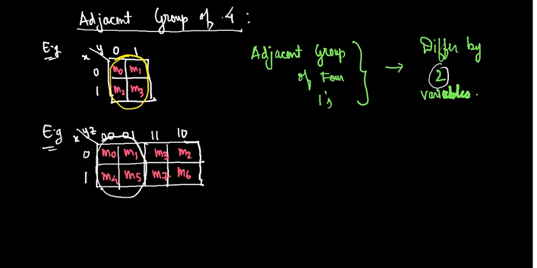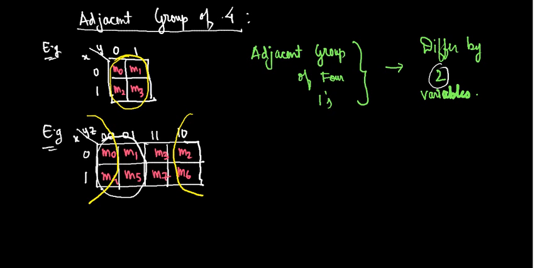That means if you are making a group of 4 minterms, it would differ by 2 variables. You don't need to remember this. I'm telling the definition of an adjacent group of 4. This is one possibility. What is another possibility so that M0 can be covered in groups of 4s? M0, M4, yes, this one. Which variables are differed here? Y is differed and X is differed. Two are differed.